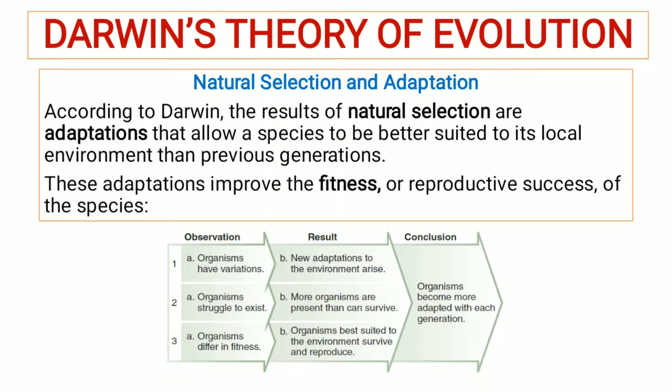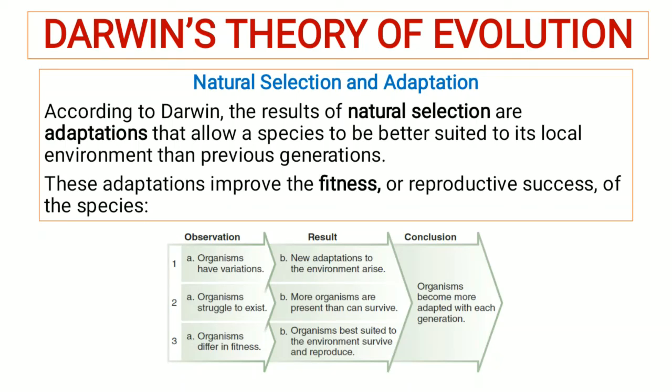Next, organisms differ in fitness. Organisms best suited to the environment survive and reproduce. So these are the observations: variations exist, there is a struggle between the organisms, and organisms differ in fitness. Few individuals are more fit as compared to others. The resources place a limitation on the population size, and the environment may change, which will result in the organisms with variation being well adapted.